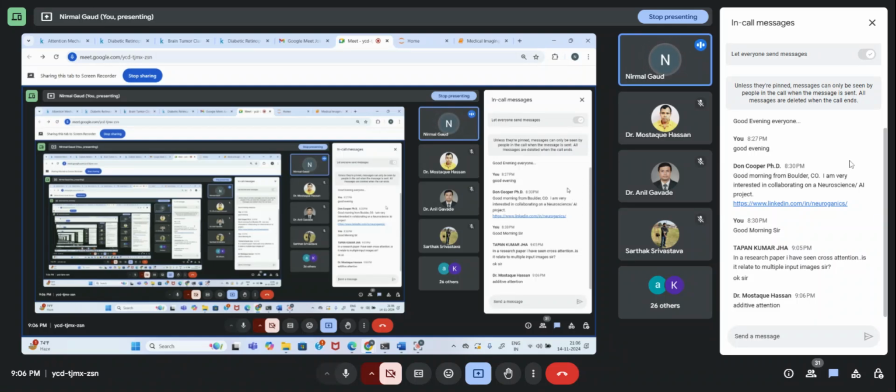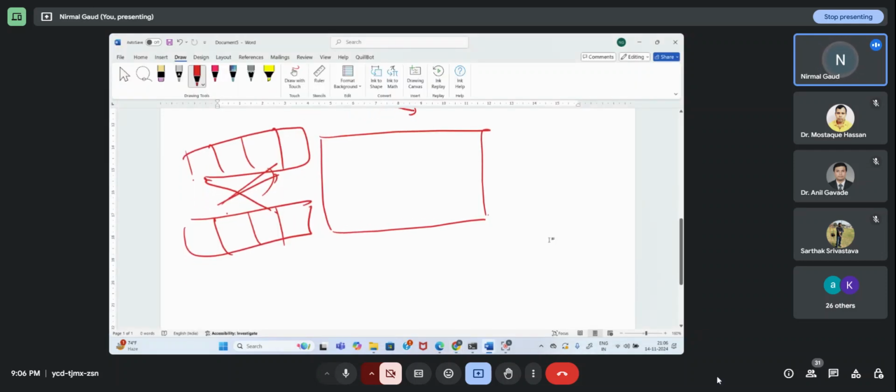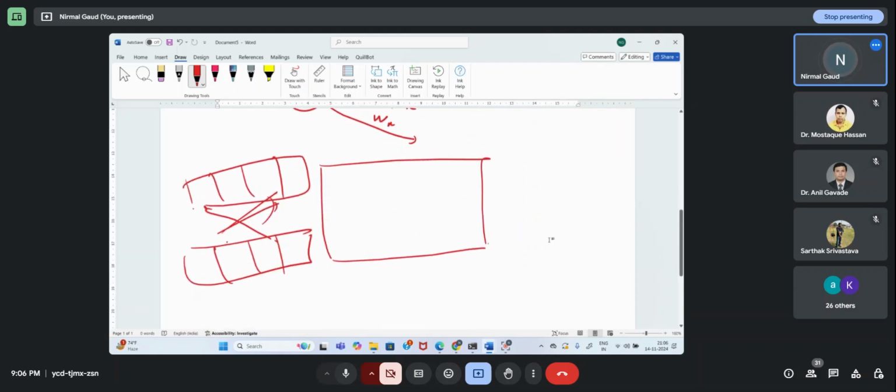There are many ways: additive attention. There are many types of attention, sir. Differential attention, I have used differential attention also in my projects. So you have to use these things in your projects and your research. You can go ahead with that. That's why I just kept this workshop.